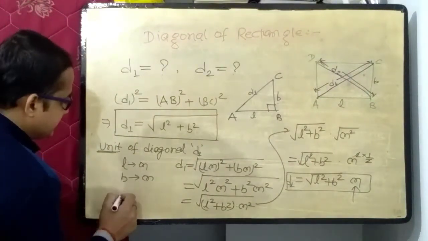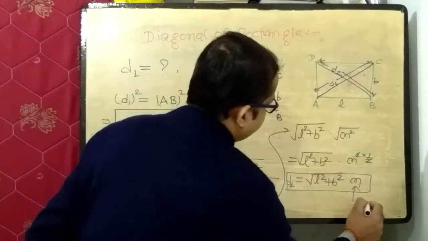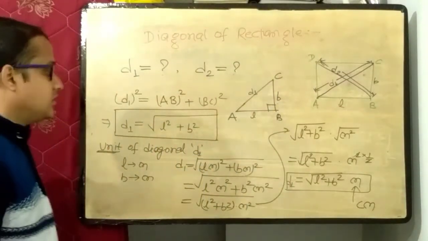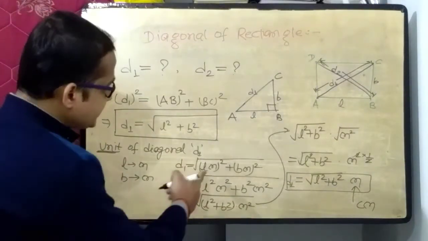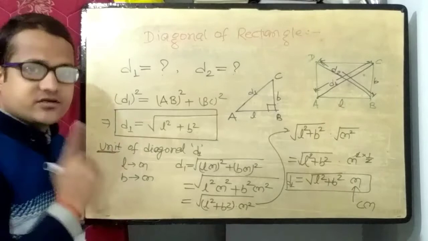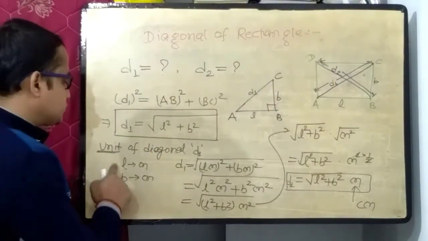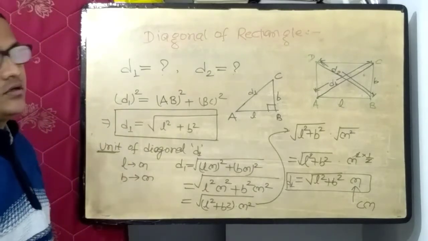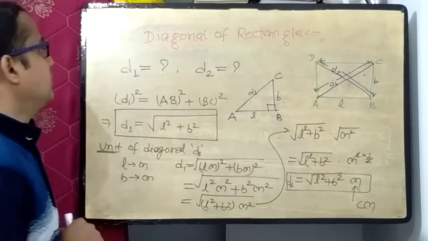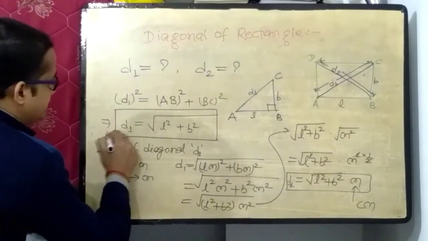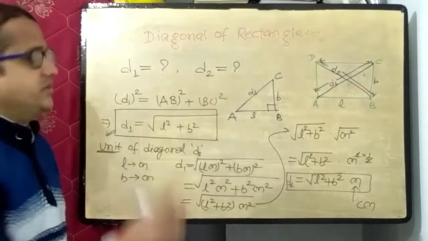Suppose the length and breadth are given in centimeter, then you will get the diagonal length in centimeter. But one more thing you have to keep in mind: if the length and breadth of the rectangle are not in the same unit, then you need to convert them into a similar unit. You can convert meter into centimeter or centimeter into meter. So D1, what do you obtain? You obtain under root L square add B square.